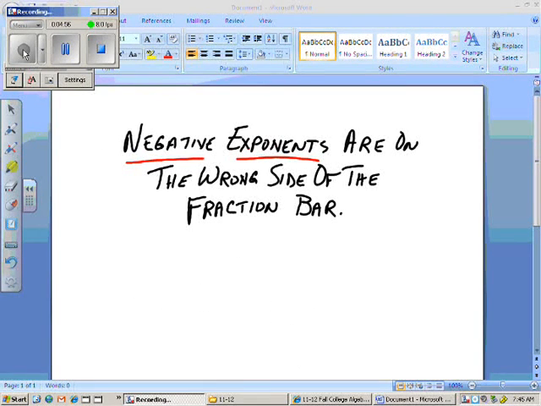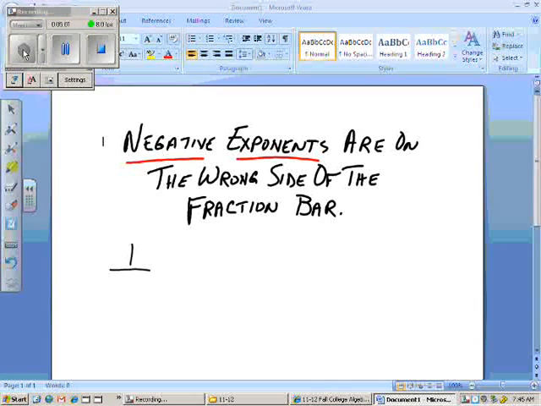All right, let's try another one. From your book, I'm on page 17 again. We have 1 over 4 to the negative 3.